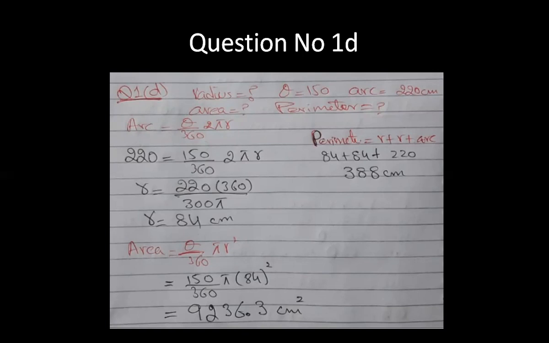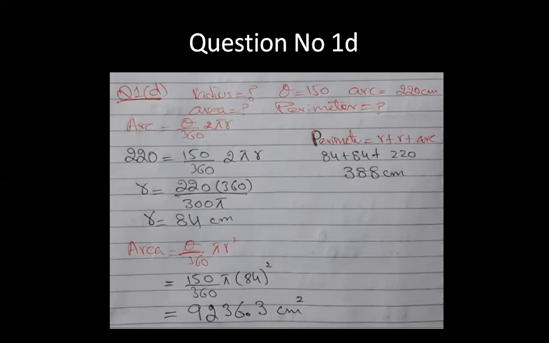So I will make this r alone. This 360 will go on the other side. It will multiply there. This 150 times 2 is 300 pi. So that 300 pi will go on the other side and it will divide there. So the radius will be equal to 220 multiply 360 divided 300 divided pi equals, and your calculator will tell you 84 centimeter. So the radius is 84 centimeter.